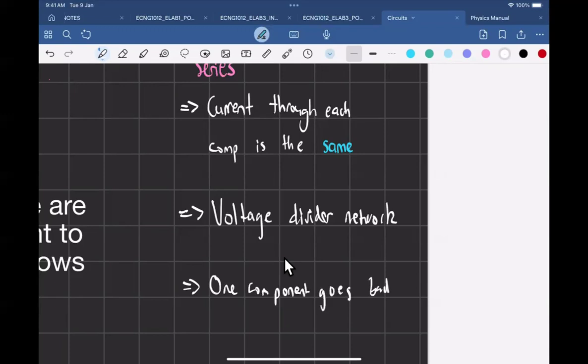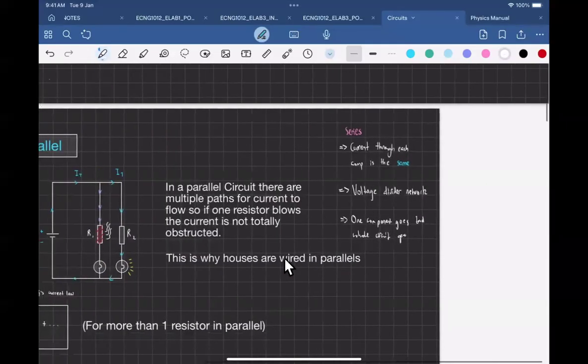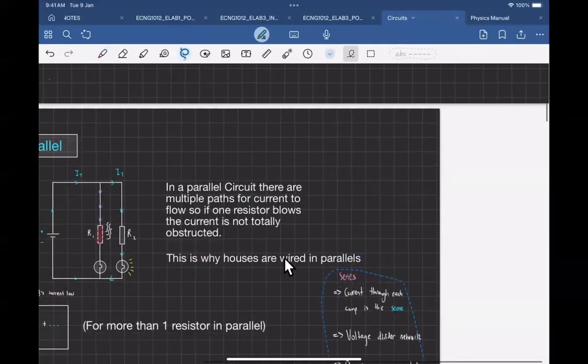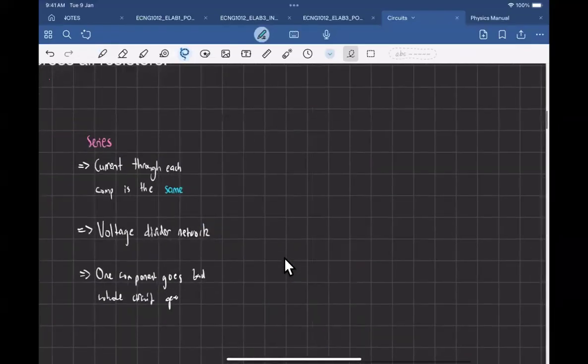I'll give you some time to copy the notes just now. Right, and Aliyah and Kiara, I want you to help me note down the observations for the parallel circuit. For a parallel circuit, what are the observations?